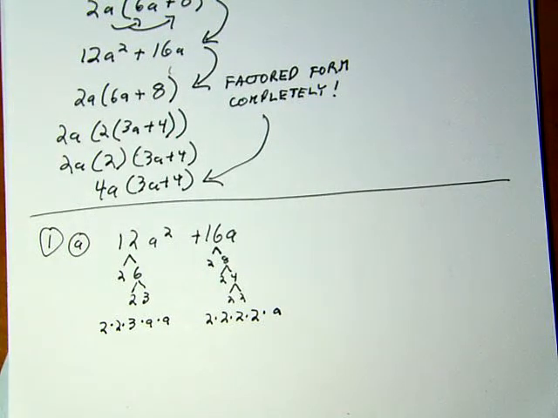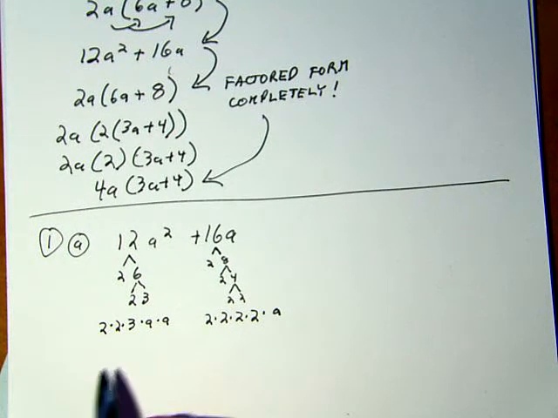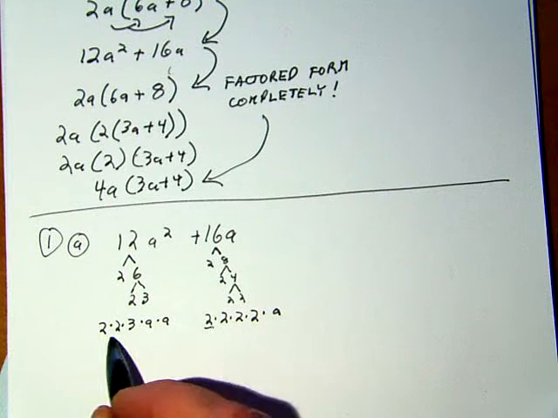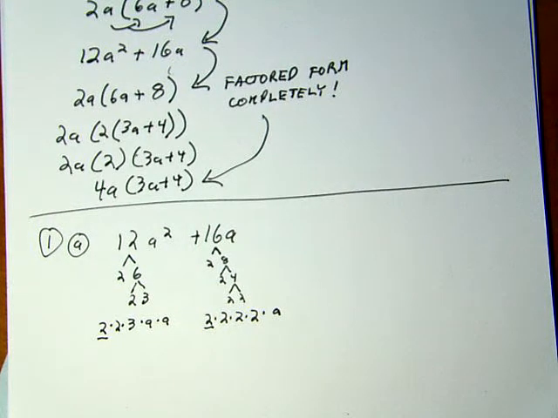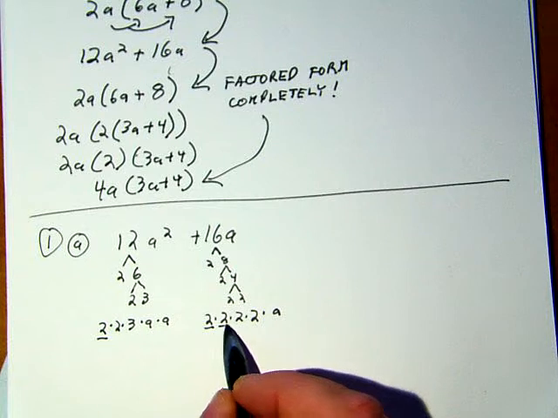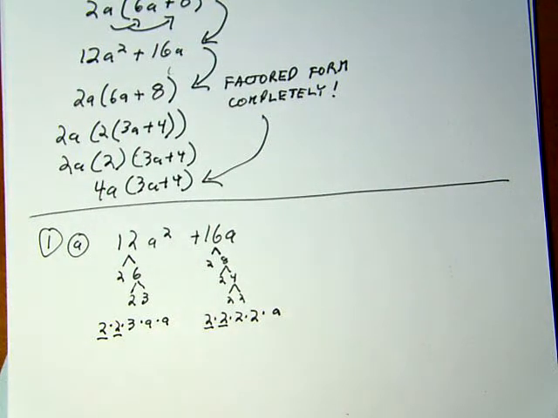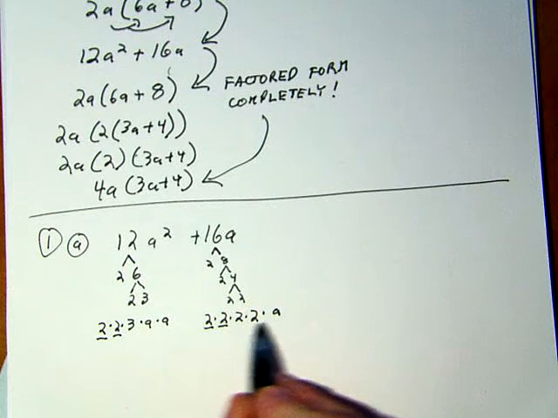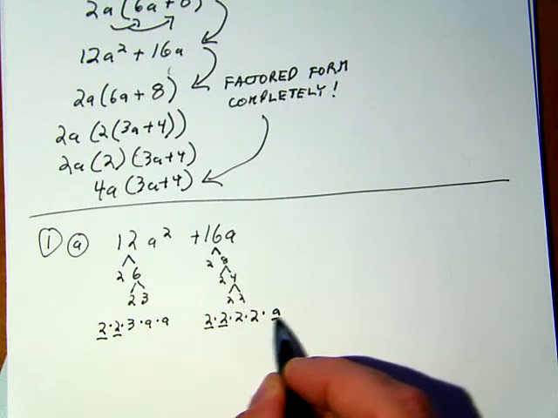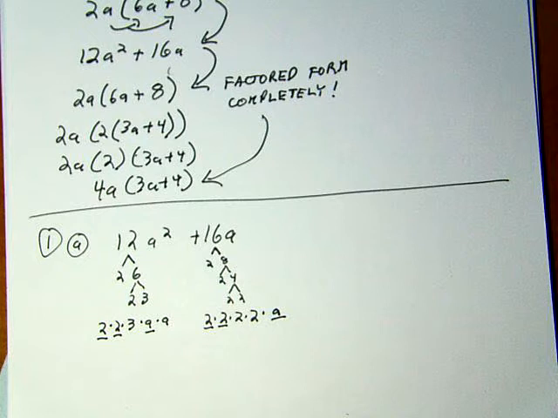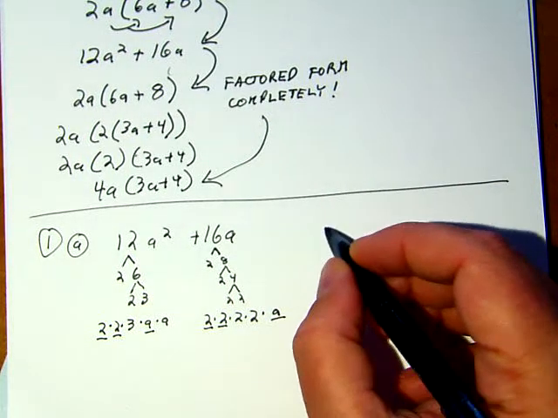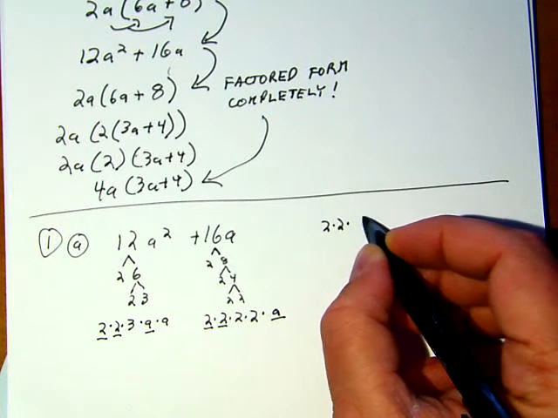In order to factor out a number, after you get factored forms of each of your monomials, look for common terms. Here we have a 2 and a 2 that are common, and then another 2 and another 2 that are common. There's no 3 over here, so the 3 is not in both. And there's 1a here and 1a here. So we now know that the common factor is 2 times 2 times a.